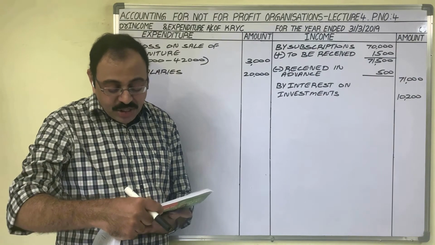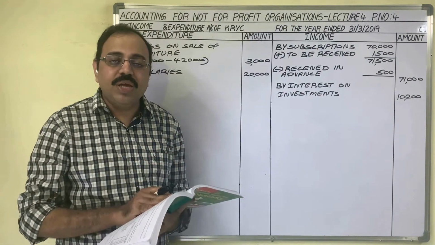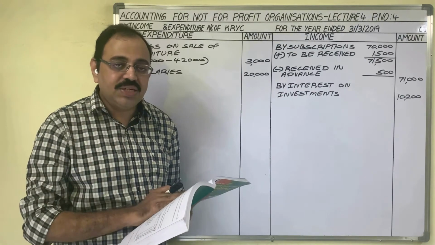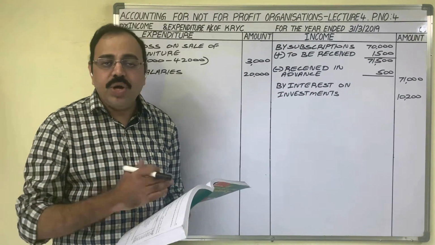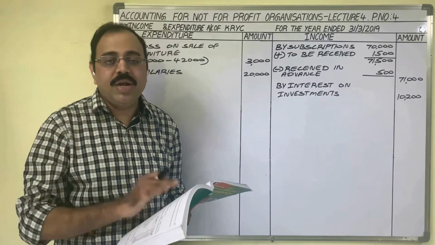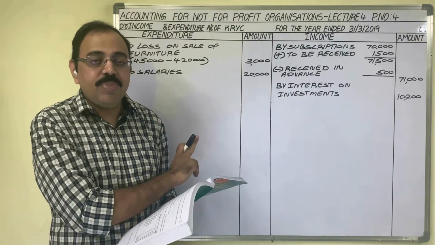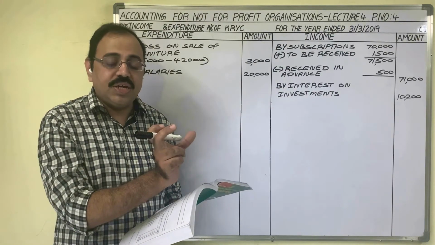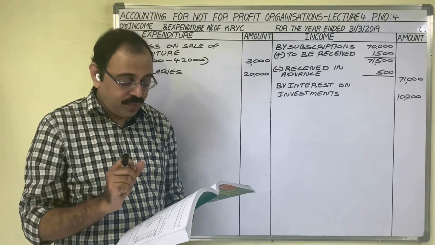Next, purchase of furniture 35,000 rupees. So furniture we bought. Furniture is fixed asset. So regularly we are not going to buy fixed assets. So it is a capital payment, not here. It appears in balance sheet under asset side. Furniture 35,000 rupees you should show.